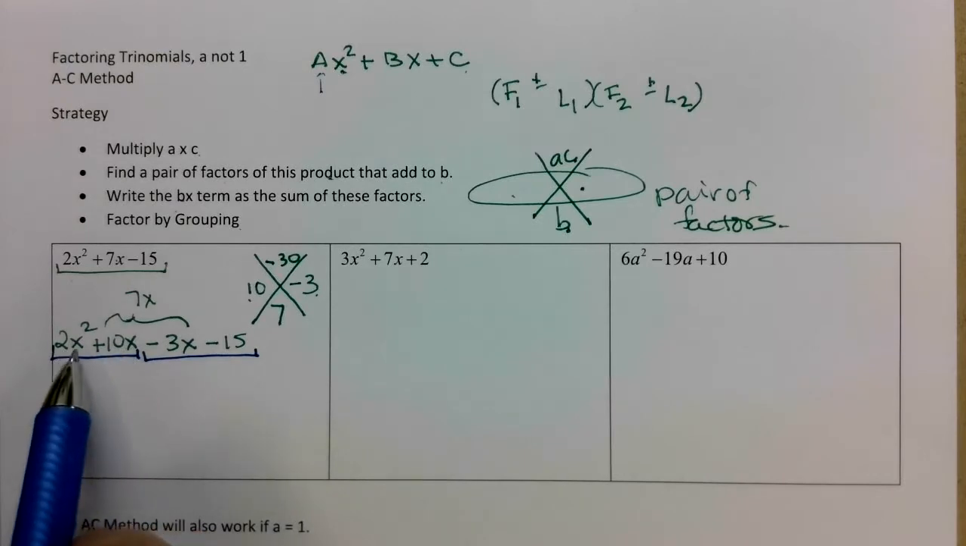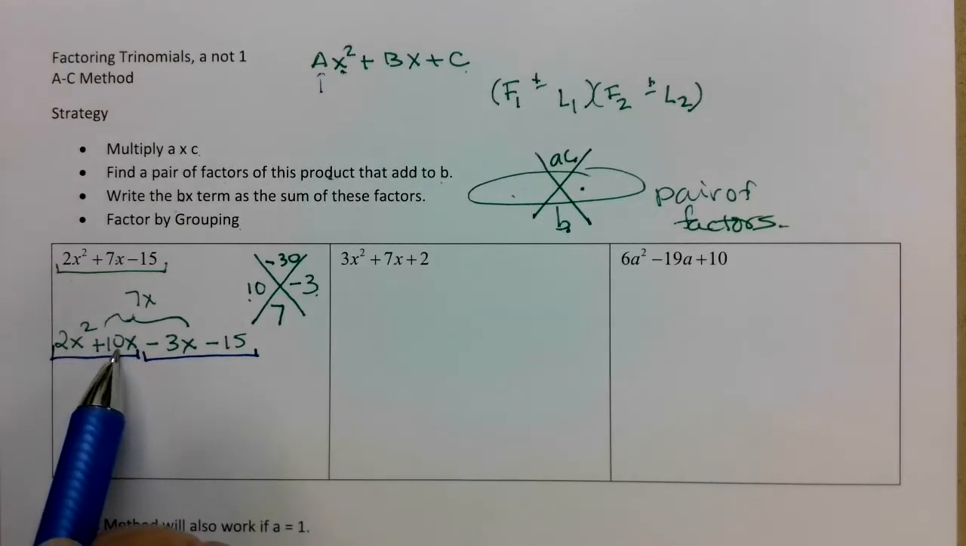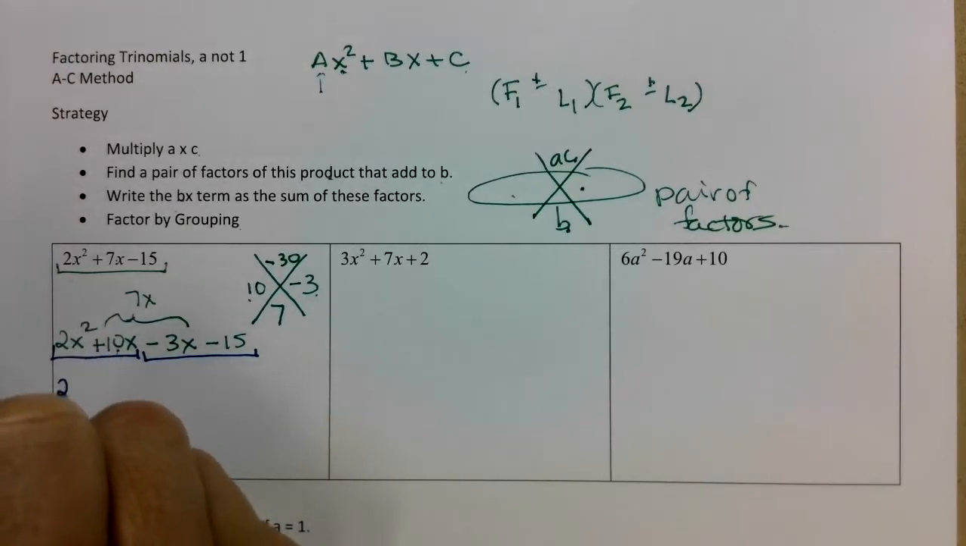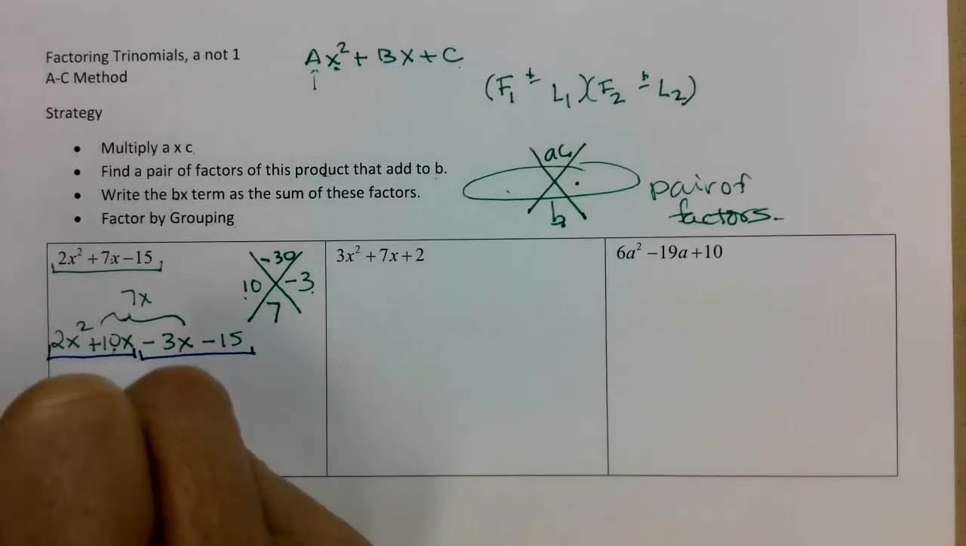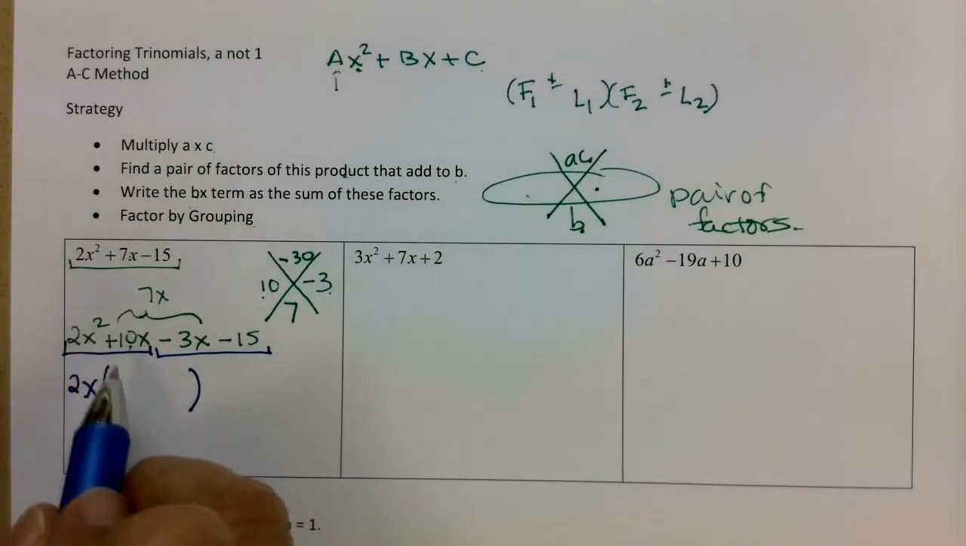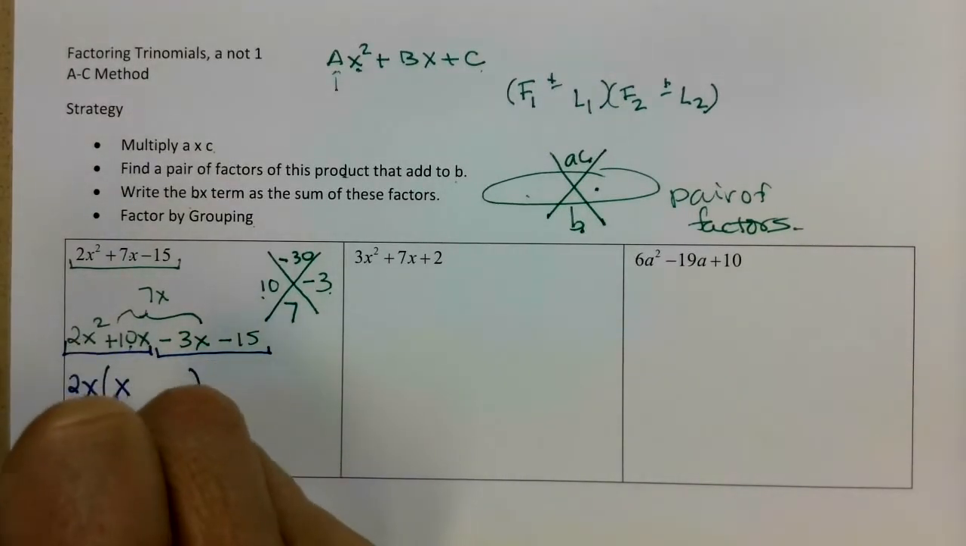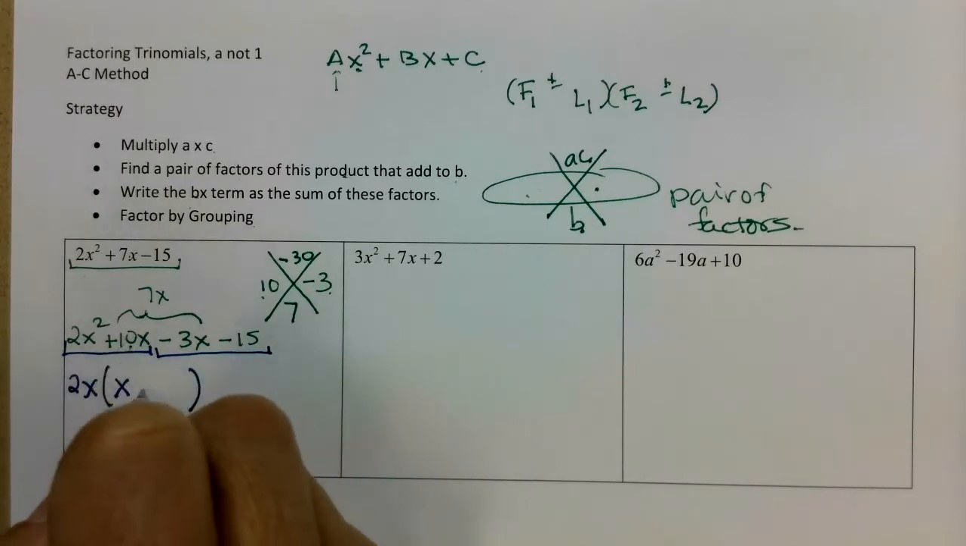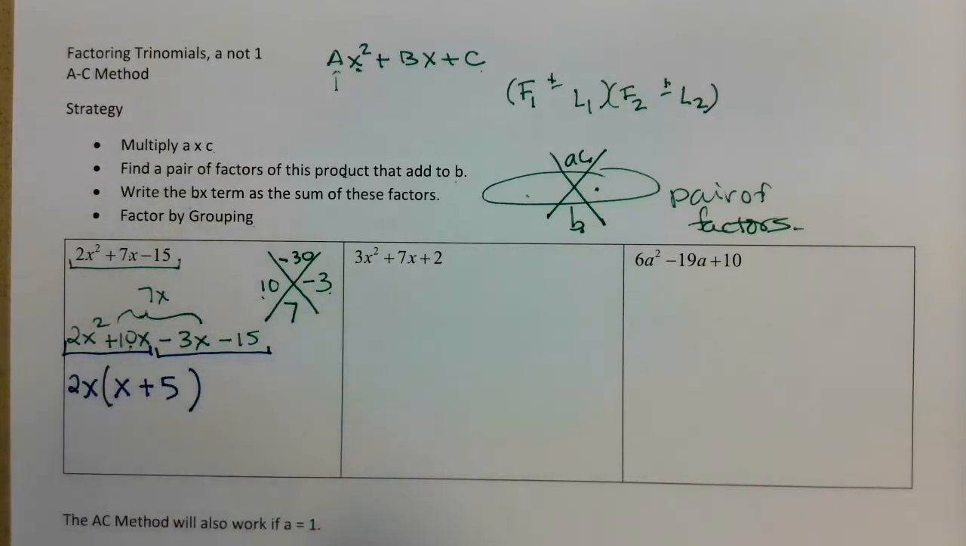Within the first 2 terms, you're looking for the greatest common factor. So 2x goes into both 2x squared and 10x. Then we factor it out, so divide to come up with the remaining factor. 2x out of 2x squared leaves behind x. 2x out of 10x leaves behind plus 5.